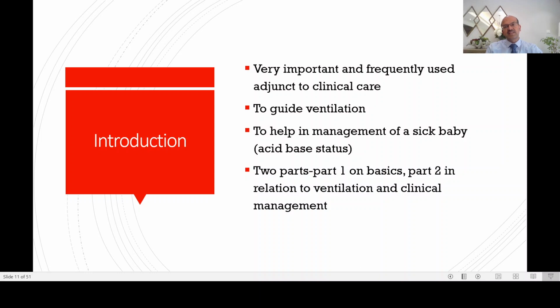So as an introduction, it's a very important and frequently used adjunct to clinical care. Everyone agrees that it has great medico-legal significance as well. It's very important to guide ventilation. It can help in the management of a sick baby, especially in relation to the acid-base status. And as I said, we have two parts in the discussion today, and we will take a break at the end of part one, and we will see if there are any questions. If not, we will move on to part two.